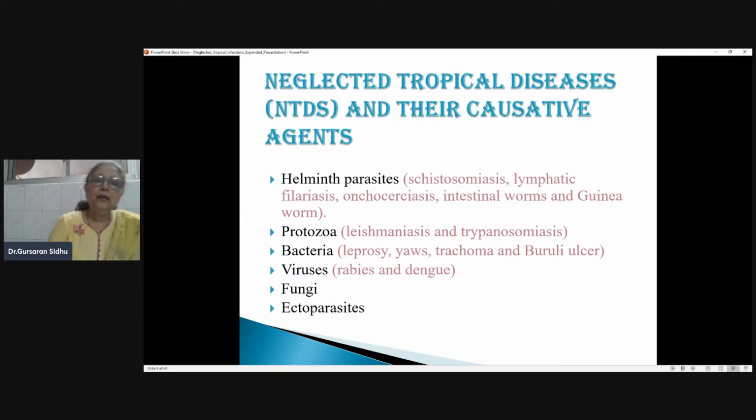And in bacteria, we are in the program of eradicating leprosy. We see trachoma, but yaws we have almost eradicated, and Buruli ulcers we have never seen in India. But dengue, rabies, and many fungal infections are in fact still a huge problem in India.